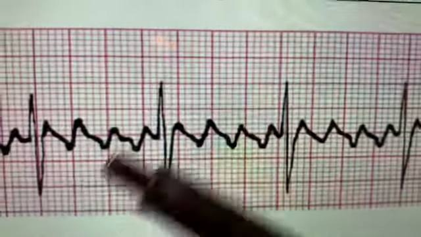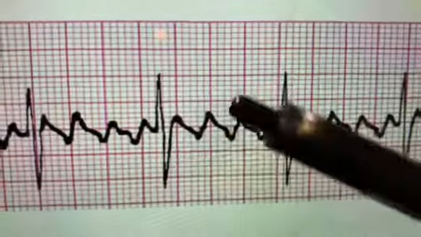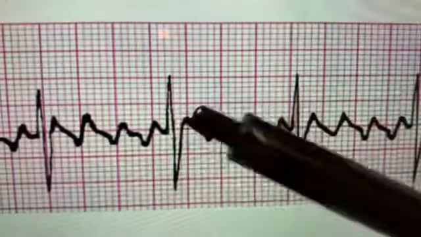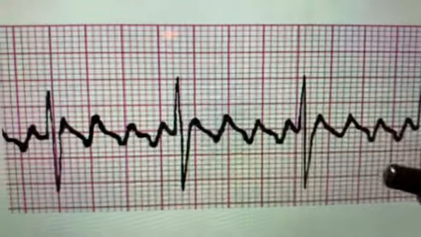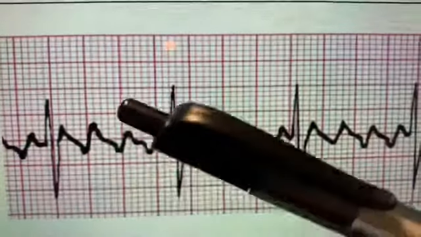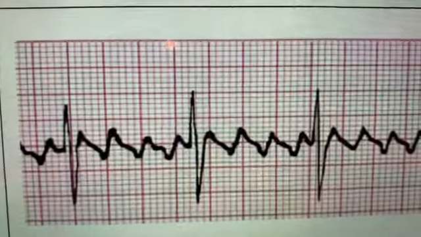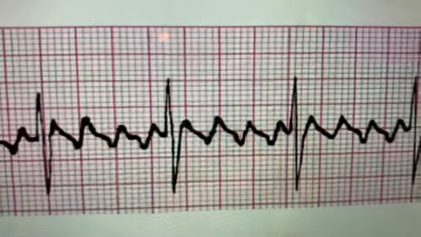No P waves anywhere to be found. No T waves. All I see is a QRS wave. I mean, they're pretty consistent, but that's what you'll be seeing whenever you're looking at a strip.